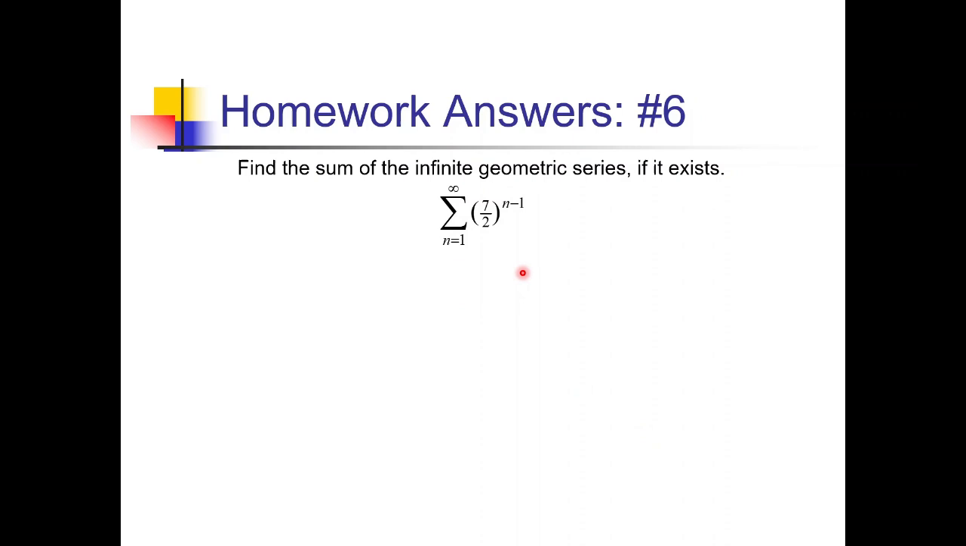To find the sum of this series, let's find the a1 and the r. For a1, when I plug the lower limit 1 in for n, I get 7/2 to the 0 power, which is just 1. For the r value, that's this exponential term that keeps getting repeated by multiplying, so 7/2. Now the absolute value of 7/2 is greater than or equal to 1. So that tells us that there is no finite sum. This thing is just going to keep growing and growing and growing to infinity.